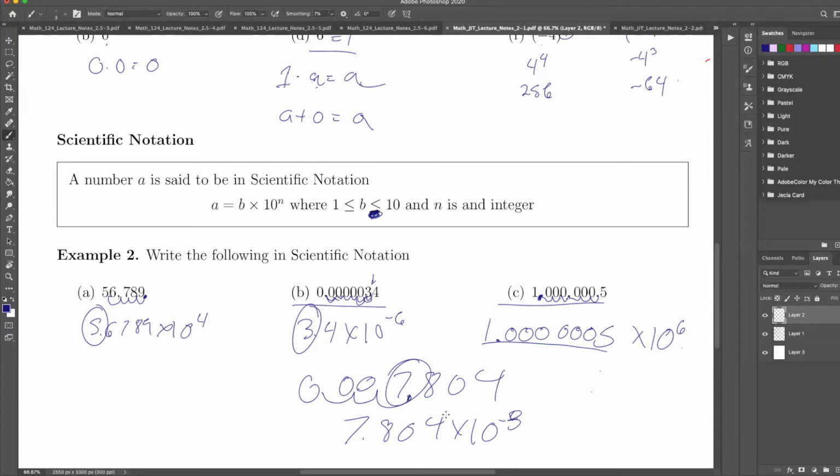Why wouldn't it be -6? Oh, so this one's -6, this one's +6. If you're moving your decimal point to the left, that makes your number smaller, so you need to have 10 to the higher power. And if you move it to the right, you're making your number bigger, and so you have to have the negative.